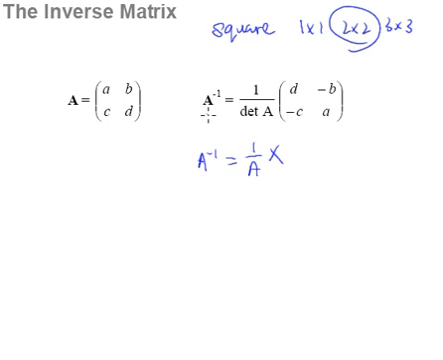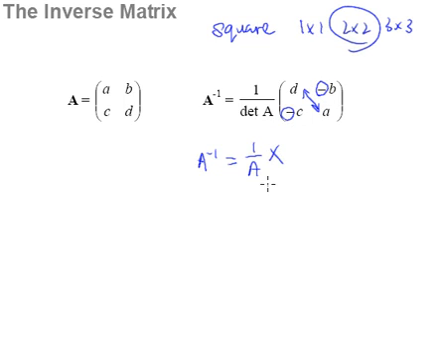The inverse of A will be found as 1 over the determinant of A, multiplied by a rearrangement of the original matrix. This rearrangement is rather interesting. Let's take a look. The a and d swap places, and the b and c remain at the same place, but now they become negative.